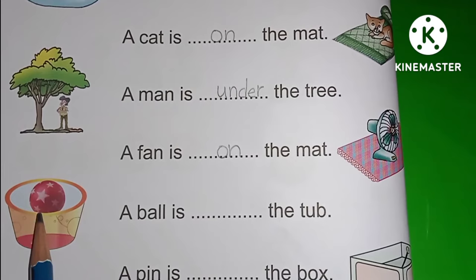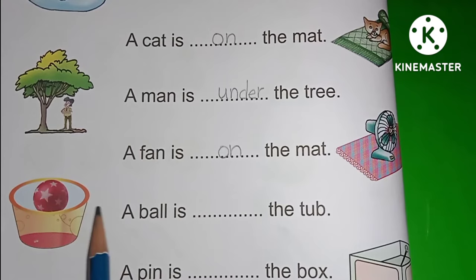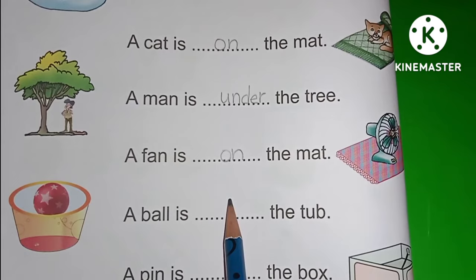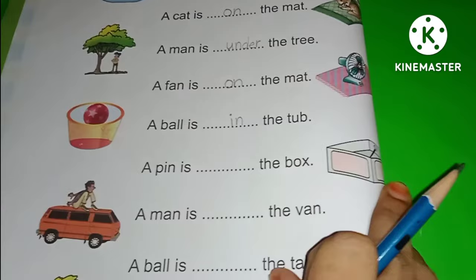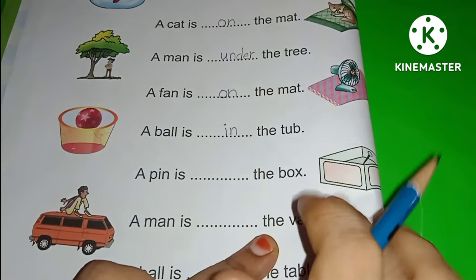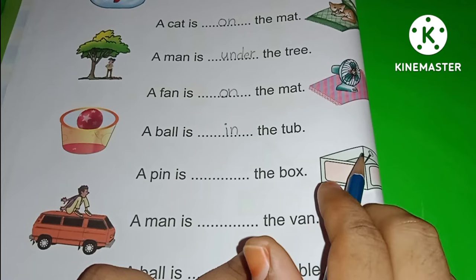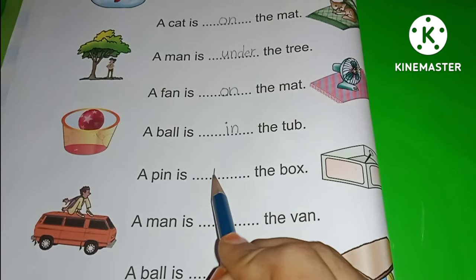Next. There are two objects, tub and the ball. Where is the ball? A ball is in the tub. In. I am in. Look at the picture. There are two objects, pin and the box. A pin is in the box. Where is a pin? A pin is in the box. In. I am in.